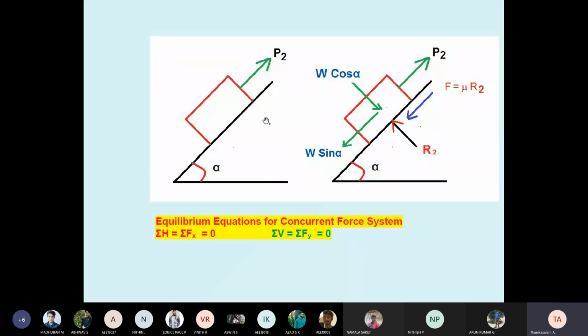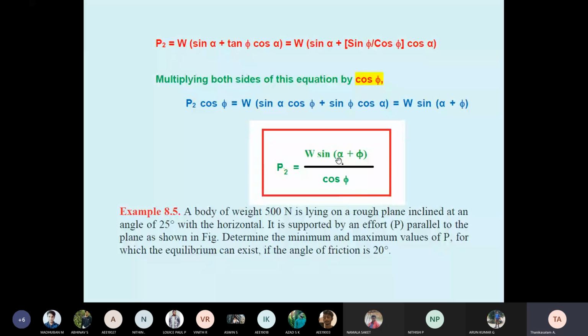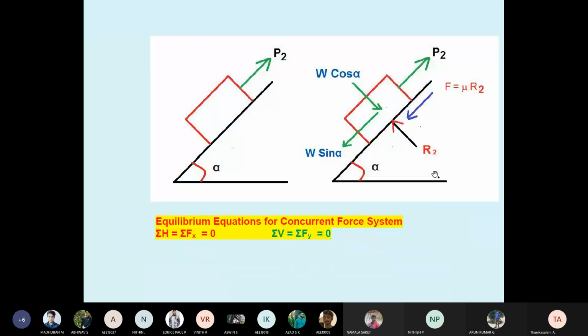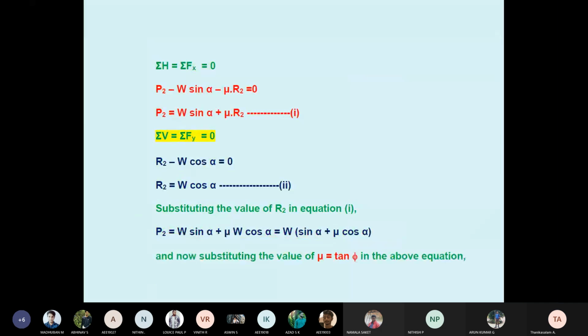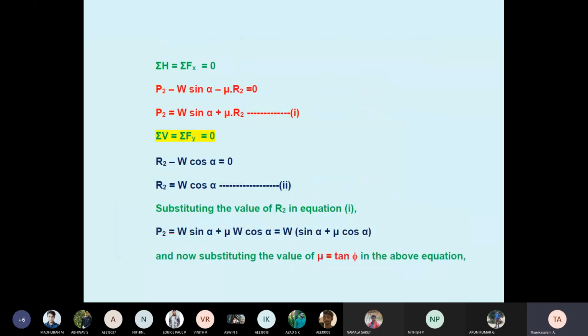The previous concept was sliding downwards. What is P1? Now I apply the same approach for P2. Now the body is sliding upwards, the friction is downward. The final answer is P2 equal to W sin(alpha plus phi) divided by cos phi. Previously P1 equal to W sin(alpha minus phi). Here P2 equal to W sin(alpha plus phi) divided by cos phi. So you remember these two formulas for these conditions.